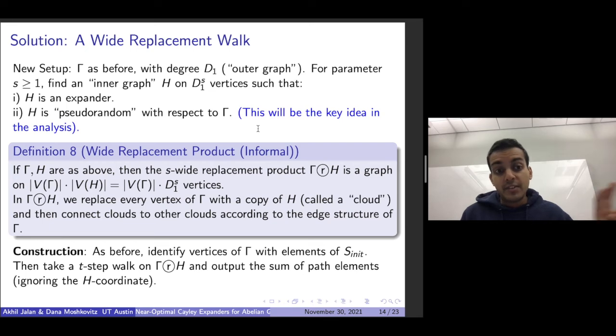Ignoring what pseudo-random means exactly for now, we can define the wide replacement product of gamma and H to be a graph as follows. Essentially, we replace every vertex of gamma with a copy of H, which we call a cloud. Then there are edges between clouds that correspond to the edge structure of gamma itself. Our overall construction is, as before, you identify the vertices of gamma with elements of your initial set S, and then take a t-step walk on the wide replacement product and output the sum of the path elements, but only the parts that correspond to gamma, because those are the ones that are actually group elements.